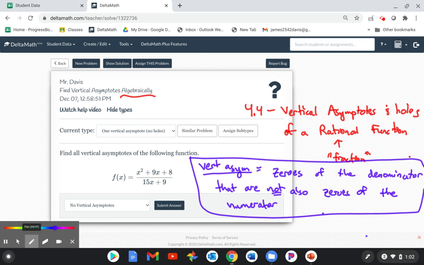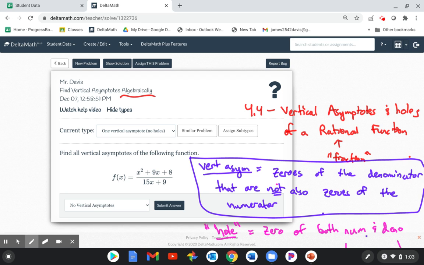If it's a zero of both, then we actually have a hole. So a hole, we'll just call it a hole for now. The technical term for that is a removable discontinuity, which if you take calculus, we'll talk about that. But for now, we'll just call it a hole. And that's where we have a zero of both numerator and denominator. That gives us a hole.